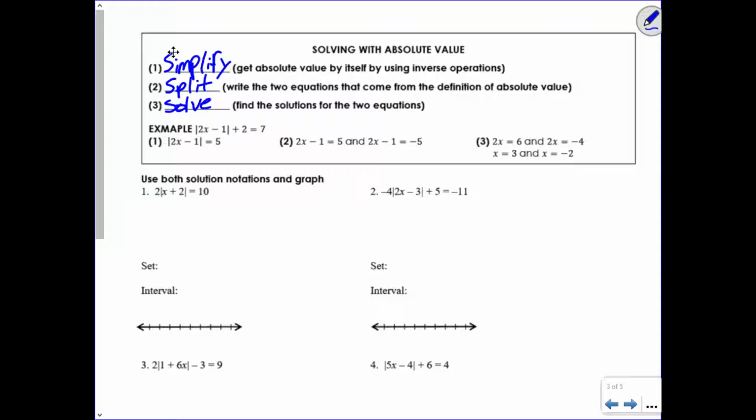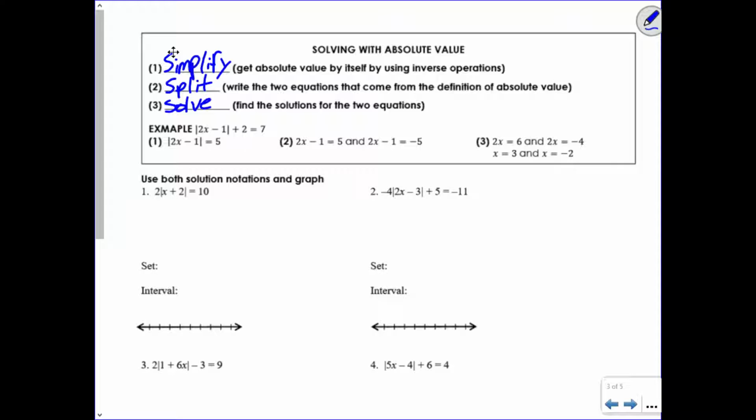So the simplify step means that you guys need to get the absolute value by itself by using inverse operations. I like to refer to the absolute value as the castle, as those walls. So you want to get the castle by itself. You want to move the peasants and the knights and all the people. You don't want them near the castle, so you're going to move them to the other side of the expression. So for example, if this is where I started, what's on the side with the castle that I don't want there? The 2. I want the castle by itself, the absolute value by itself. So I subtract that, and that gives me my step number 1, gives me 5. Everybody see how I did that? Okay, that's the simplify step.